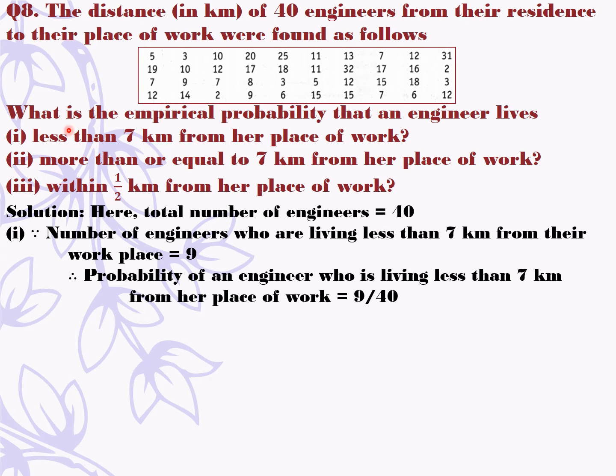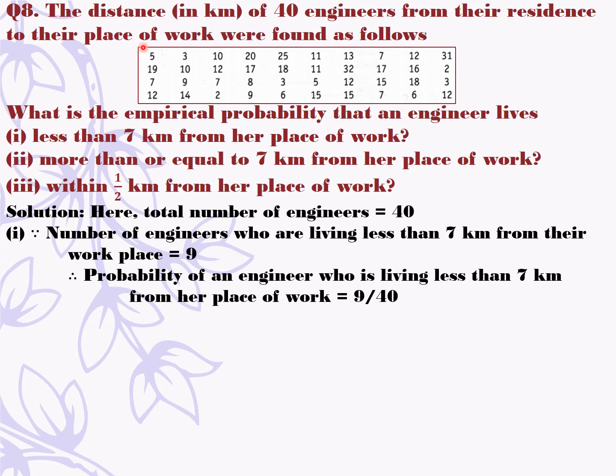Next question says, what is the empirical probability that an engineer lives more than or equal to 7 km from her place of work? So what we can see here is more than or equal to. In the previous case we had less than 7. So the things which are not less than 7 are definitely either equal to 7 or more than 7. Again, I am repeating, the things which are not less than 7 will be either equal to 7 or more than 7. So what we can say is the total number of outcomes is 40.